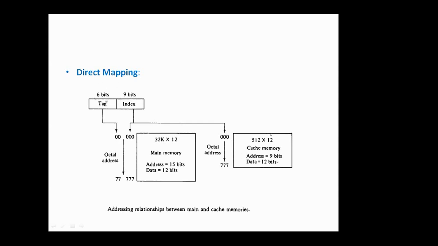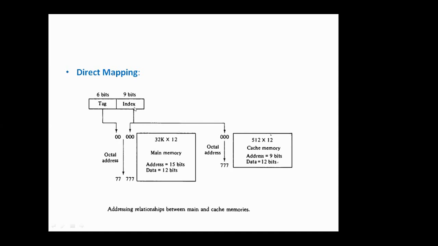Okay, and what happens when a CPU produces the address? The address is divided into two parts. One part is called a tag, and the next part is called index. Since the address is 15 bits in this case, the 15-bit address will be divided into tag and index. How many bits will the index have? Index points to the cache. Since the cache has a 9-bit address, the 9 bits will be index and the remaining 6 bits will be tag.